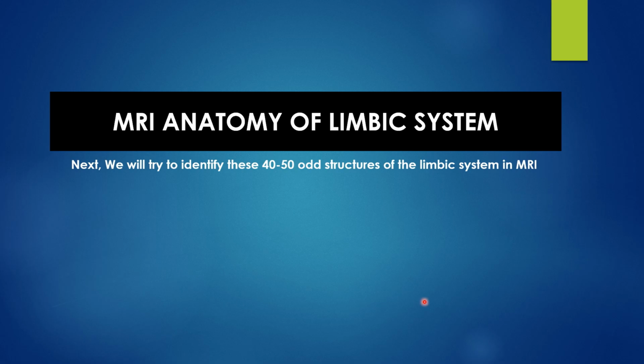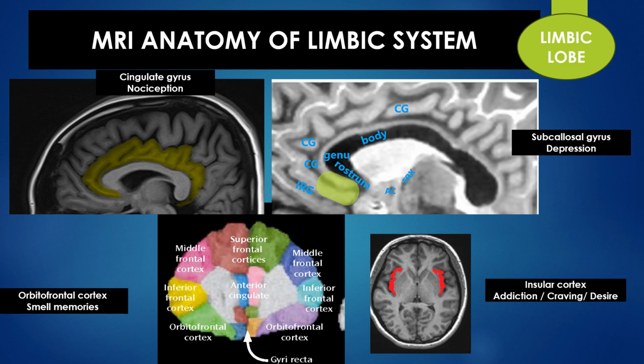So moving on to the next segment, this is going to deal with the MRI anatomy. As of now, we saw the gross anatomy of the limbic system and the various structures in it. So now we'll try to identify the 40, 50 odd structures of the limbic system and how they look in MRI. So for the limbic lobe, we saw 7 systems. Subcortical, we saw 5. Other components, there were numerous, 5 to 10. Now we are not going to see it exactly as limbic lobe, subcortical and other components. It will be a mixture of it because all these anatomical structures are close to each other.